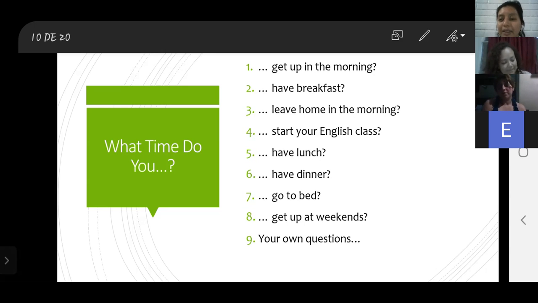Sí. Teacher, for example, I get up at 4:45 a.m. At 4:45 a.m. Okay, at 4:45 a.m. Or you can say at a quarter to 5. I get up at a quarter to 5. Un cuarto a las 5. Okay, ambas opciones son válidas y son correctas.